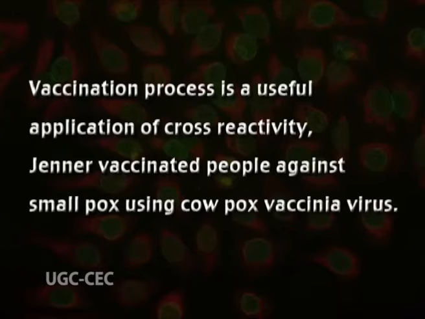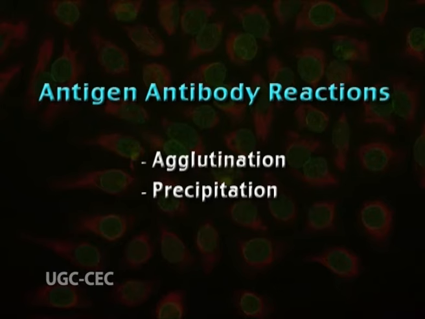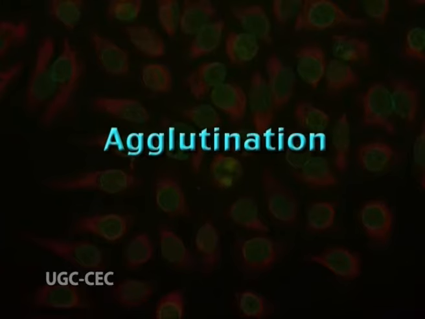Vaccination process is a useful application of cross reactivity. Jenner vaccinated people against smallpox using cowpox vaccinia virus. Types of antigen antibody reactions. Antigen antibody reactions are of two types: agglutination and precipitation. The type of reaction taking place depends on the nature of antigen.